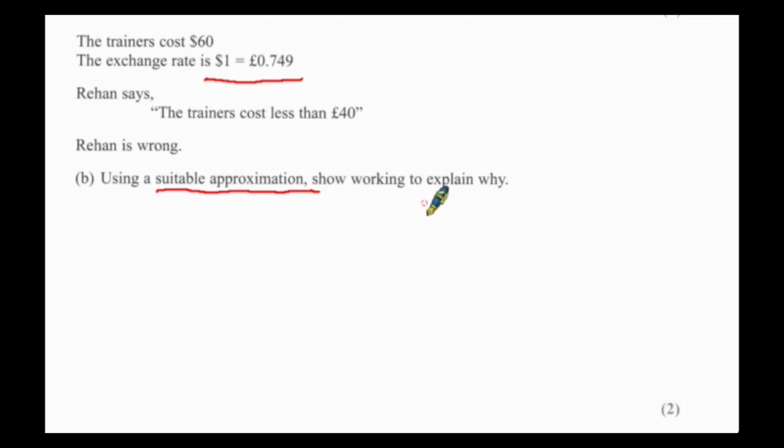There's a key word to this question. So let's have a look at this exchange rate. We are looking at dollars to pounds, and we are told it is 1 to 0.749. Well, if we're going to approximate, let's approximate that to $1 to 0.75. In other words, $1 is 75 pence.